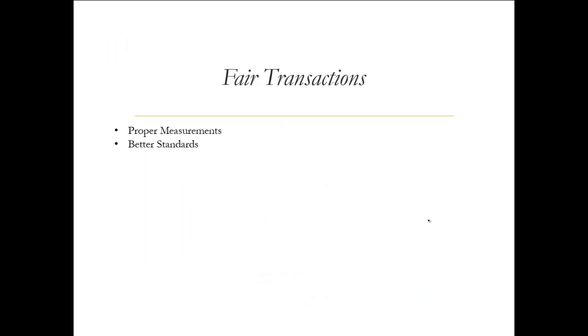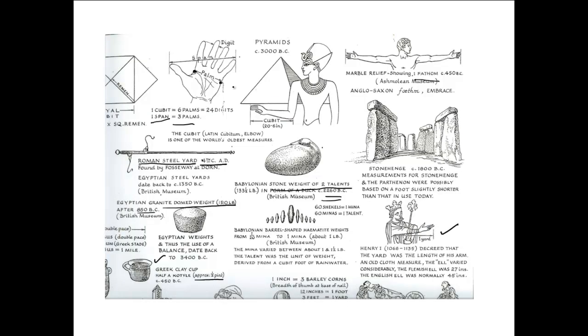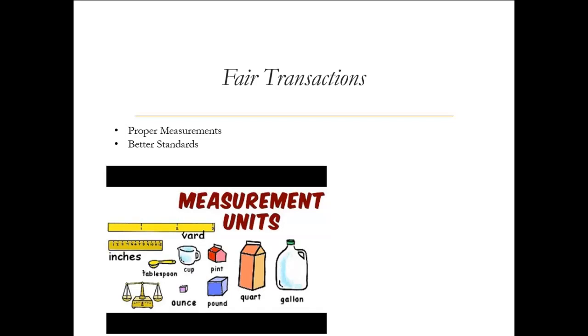Now, for fair transactions, proper measurements were very important, and so were better standards, because the standard here was the human arm length or palm length. But because this would vary from person to person, who was the standard, and whether this standard was available everywhere in every place of trade, that was not possible. So obviously you need better standards, and that is what led to developments in this area, like using a tablespoon, a cup, a pint, a gallon, a tumbler or something like that.